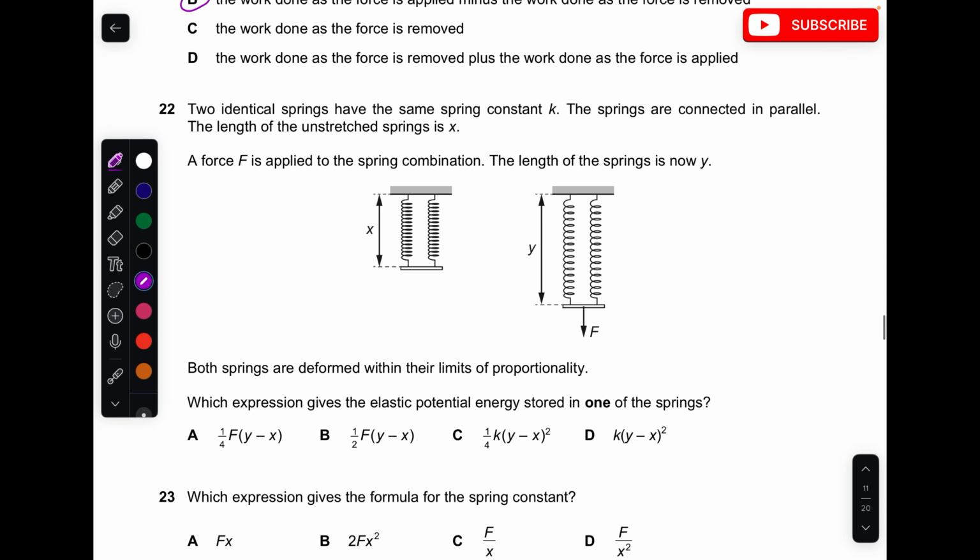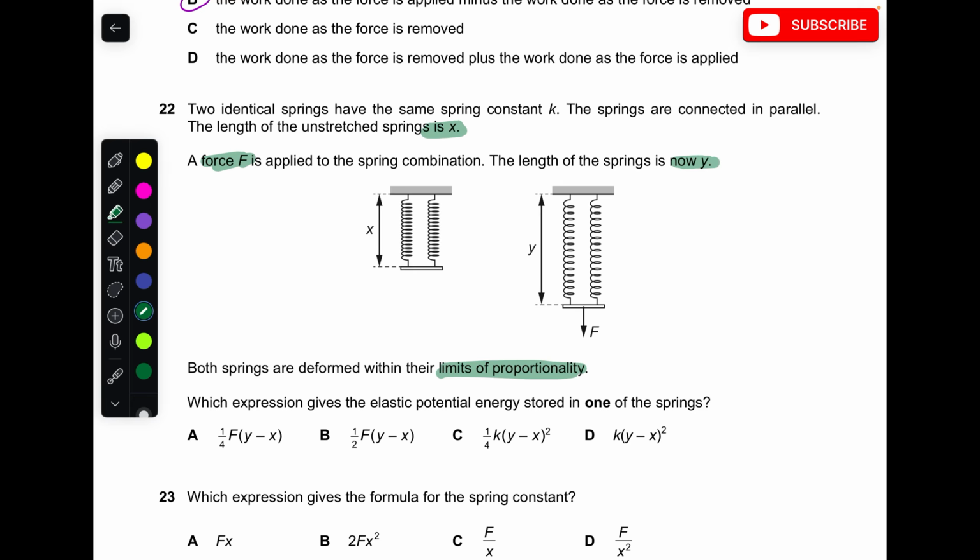Okay, so two identical springs have the same spring constant K. The springs are connected in parallel. The length of the unstretched spring is X. The force F is applied, and then the length of the spring is now Y. Okay, so originally it was X. Finally, the length is Y. The force is F. Both springs are deformed in the limit of proportionality.